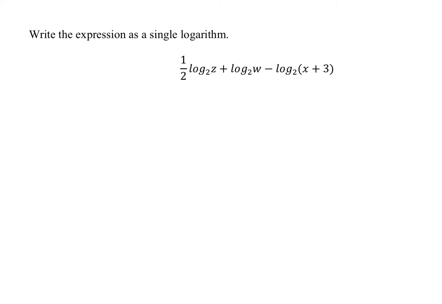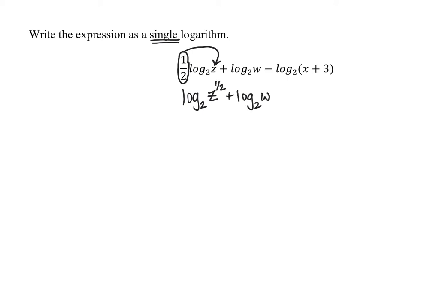In this example, we want to write this expression as a single logarithm, so just one logarithm. We have 3 logarithms in this example, so we want to condense it into one using the properties of logs. So I'm going to begin with this coefficient out in front, this 1/2 that's getting multiplied by the first logarithm. And I can bring that and write it as an exponent on the argument. So that can become log base 2 of z to the 1/2 power for starters.